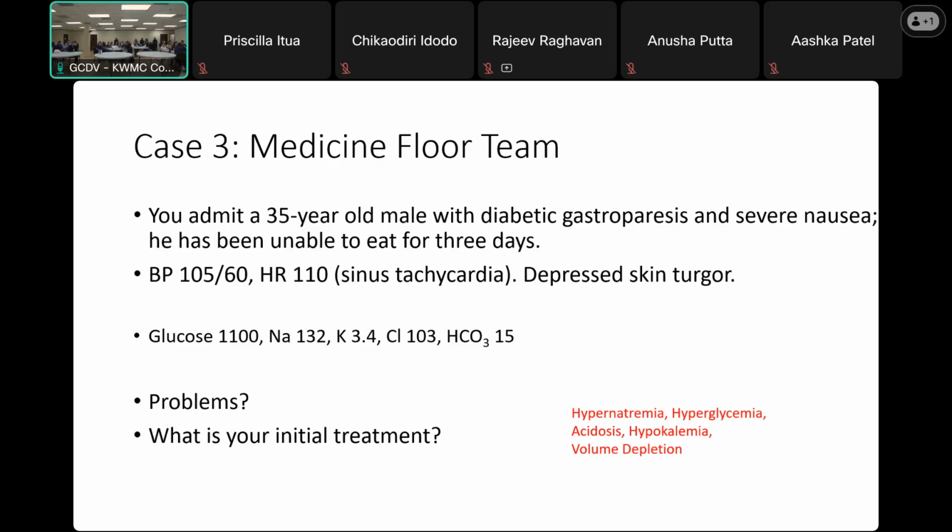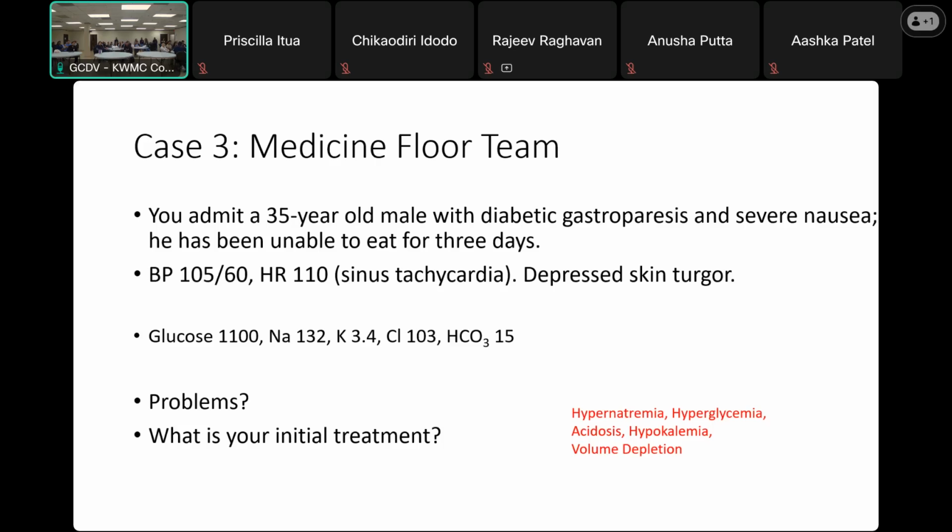So this patient, again, the higher the sugar they've had, even though they're unable to eat, so they haven't been able to take a lot. The sugar is 1100, which means they have a big-time osmotic diuresis. So most likely the patient is volume depleted. Then you examine the patient, you can see heart rate's high, blood pressure is low. So this is a patient who's volume depleted.